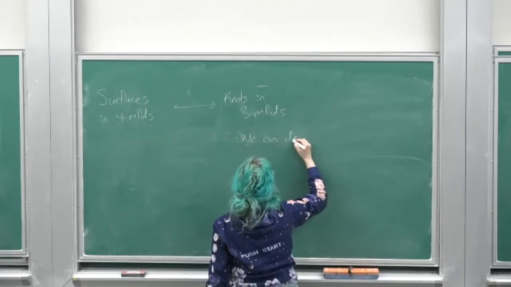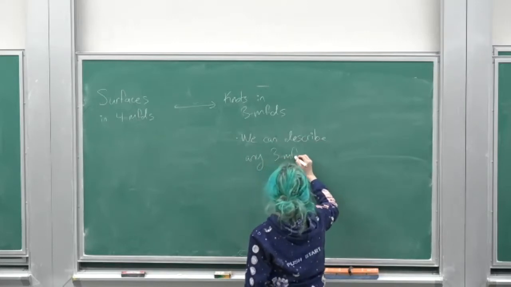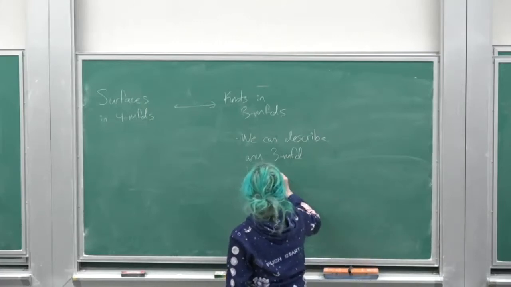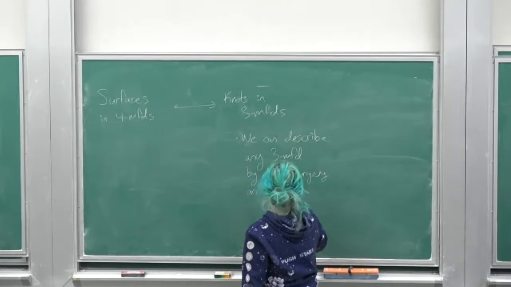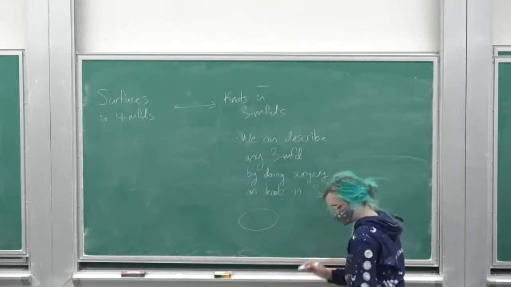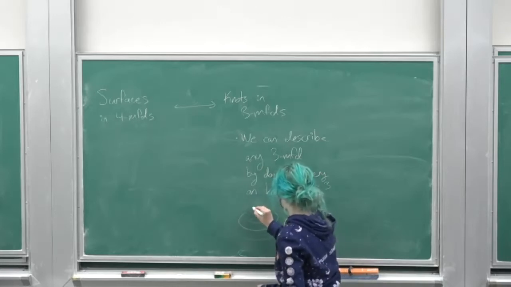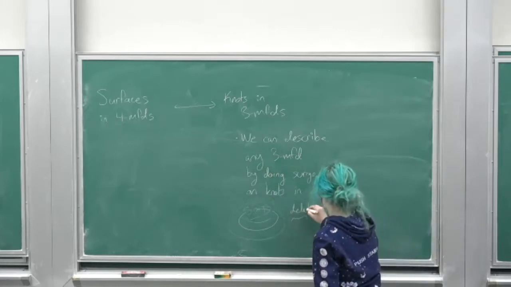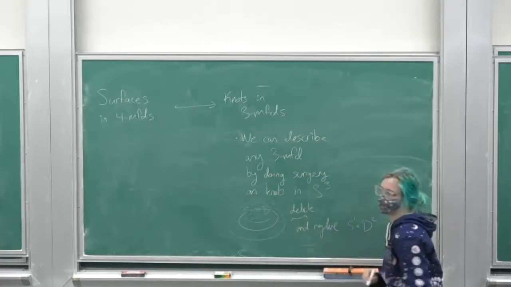We can describe, or obtain, any three-manifold, by which I mean a connected, oriented, closed three-manifold, by doing surgery on a collection of knots in S3. By surgery, I literally mean we have a knot, it's a circle, we just delete a neighborhood of the knot, which is a solid torus, and re-glue S1 cross D2 in a different way. So this operation is called surgery.